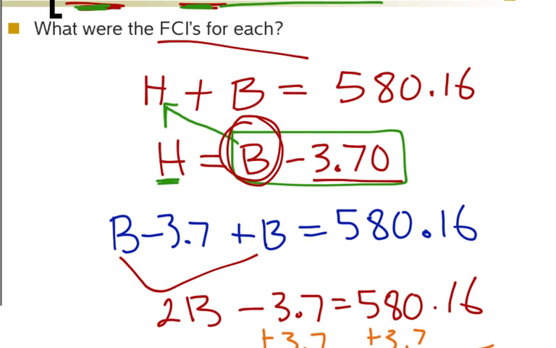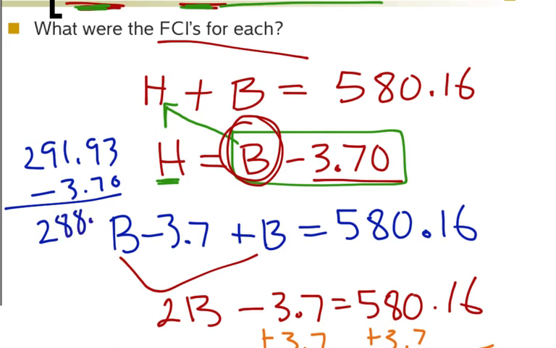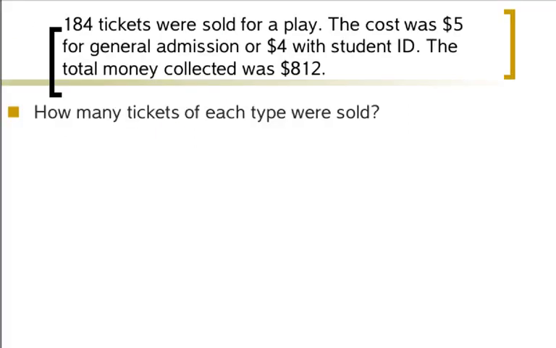So 291.93 minus my 3.70 should give me my hockey is 288.23. So this would be my hockey amount. Okay? So let's take a look at a different example. Notice each time there's just two thoughts happening. So two thoughts, two equations.